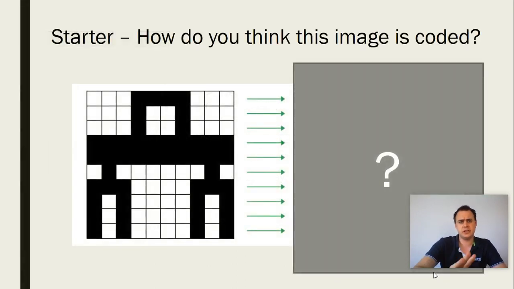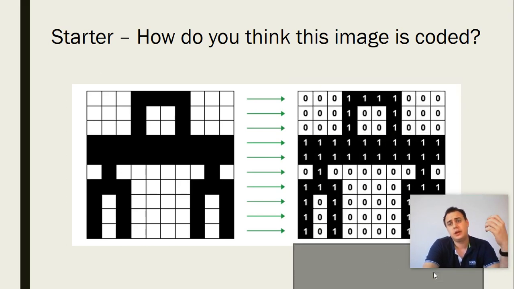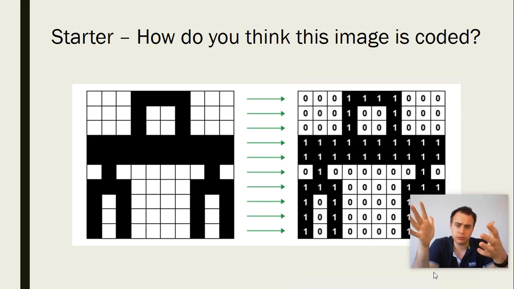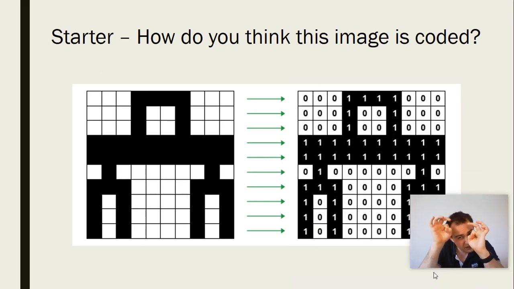So I've got an image here on the screen. Pause the video, have a think. How do you think this image could be coded? All of the images on the computer that are sent over the internet, everything on a computer is in binary. So how do you think that we could send images or display images? Well, the answer is that we have pixels, and they're divided into little squares inside of the image, and they have a binary code behind them which represents their color.